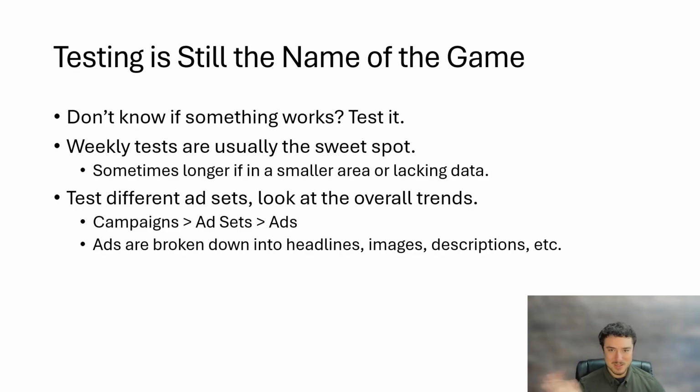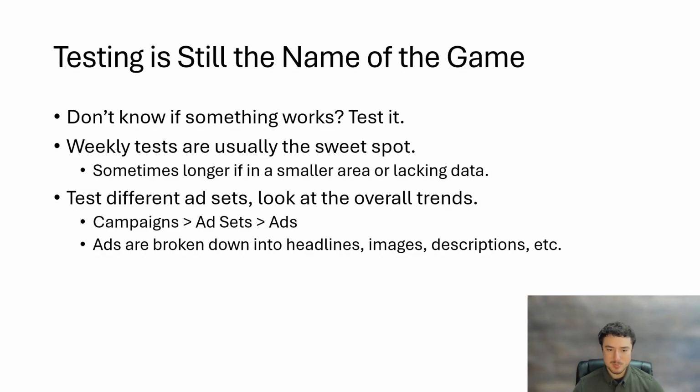This is a big thing that I talked about in the last video, and I still think it's the main thing. If you don't know if something works, just test it. Weekly tests are usually the sweet spot, sometimes longer if you're in a small area and don't have enough data. Usually you want to test different ad sets and look at overall trends, or different ads. It just depends on where you're at. In general, campaigns are broken into campaigns, ad sets, and then ads, and ads are broken into headlines, images, descriptions, etc.